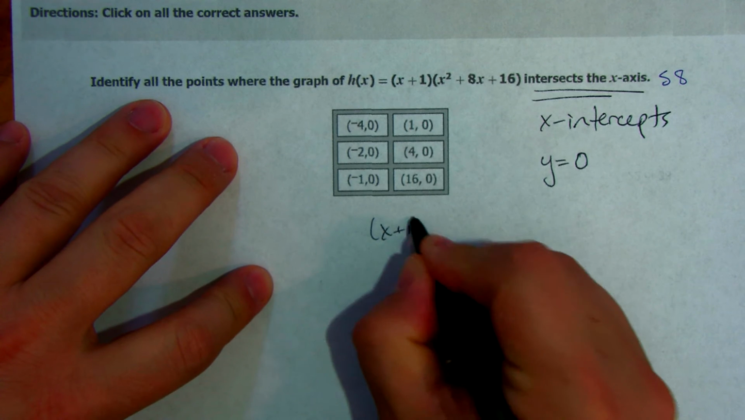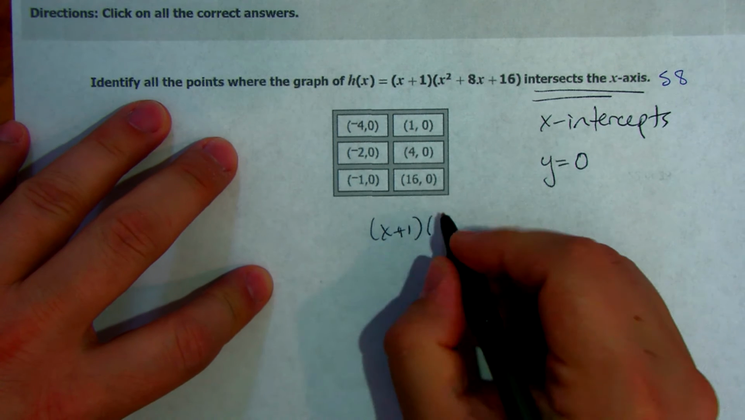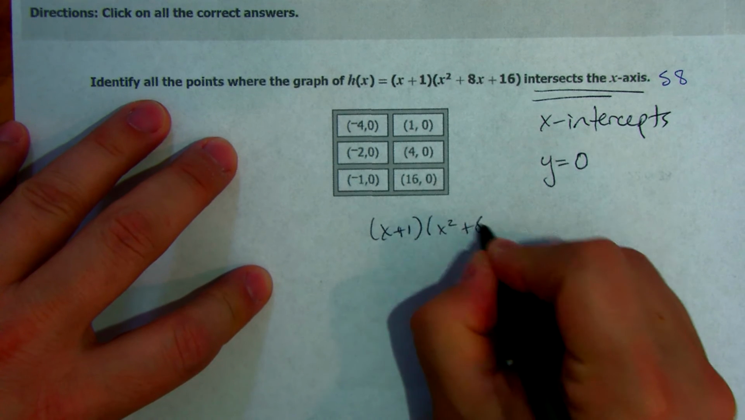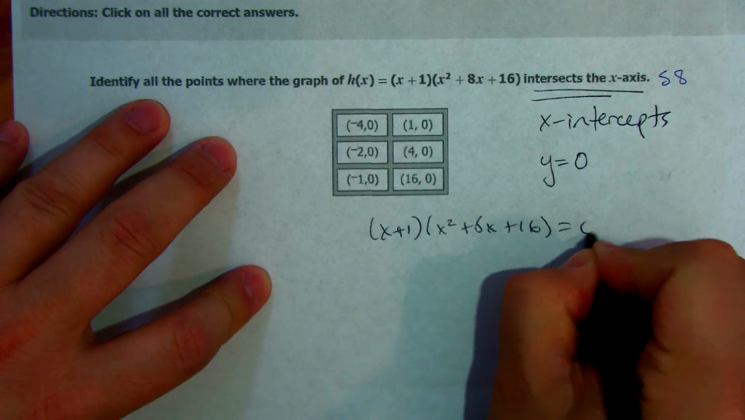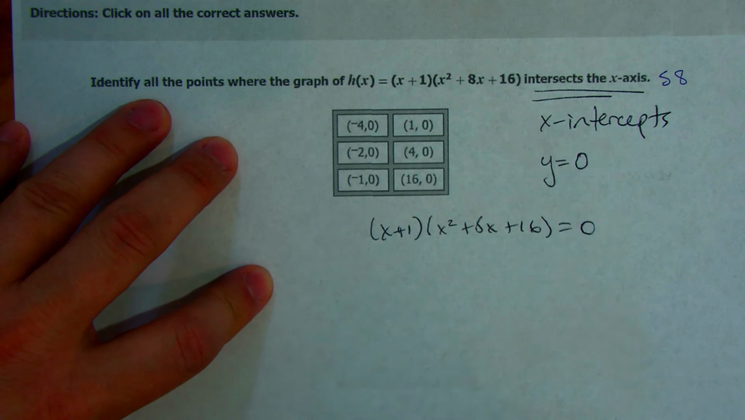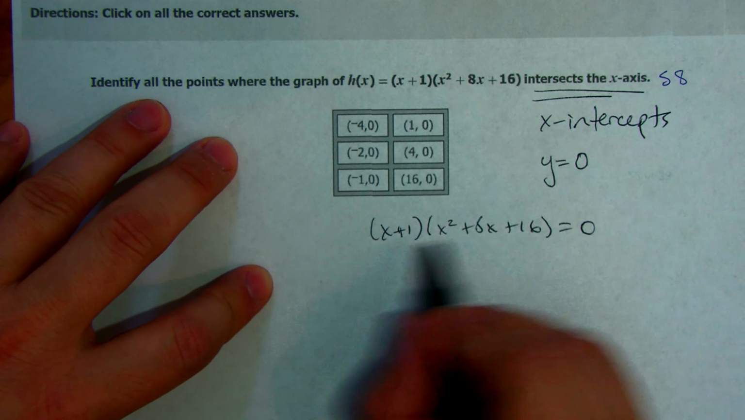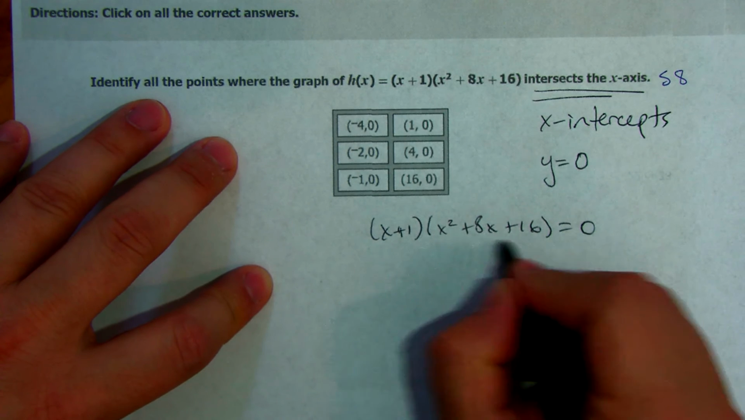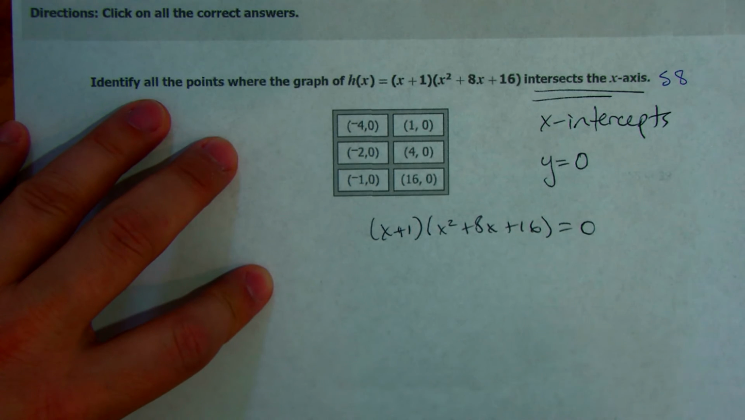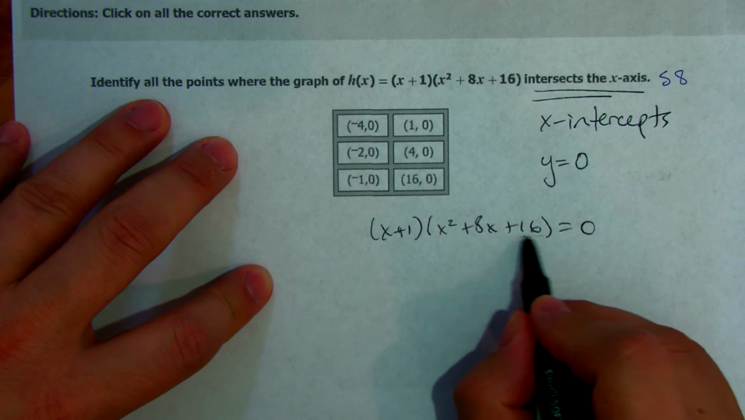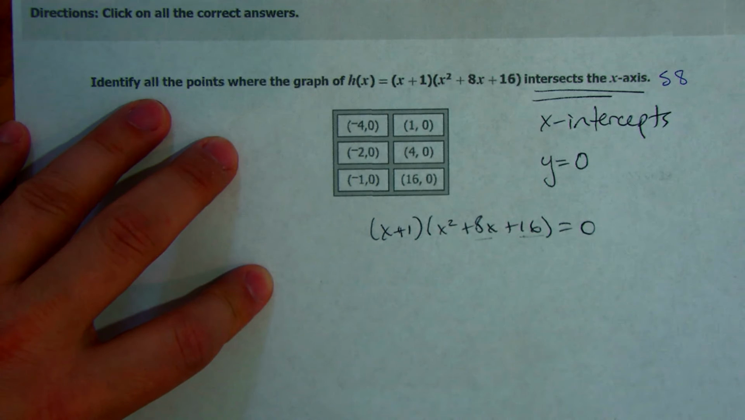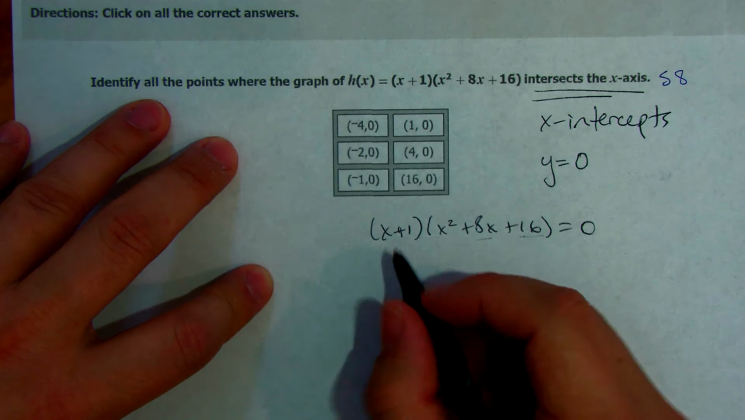So we can think of this as x plus 1 times x squared plus 8x plus 16 equals 0. This is partly factored already, right? We've got the x plus 1 out there. This part right here, x squared plus 8x plus 16, is a quadratic trinomial. So we're looking for what times what gives me 16 that adds up to 8, and it's 4 times 4.